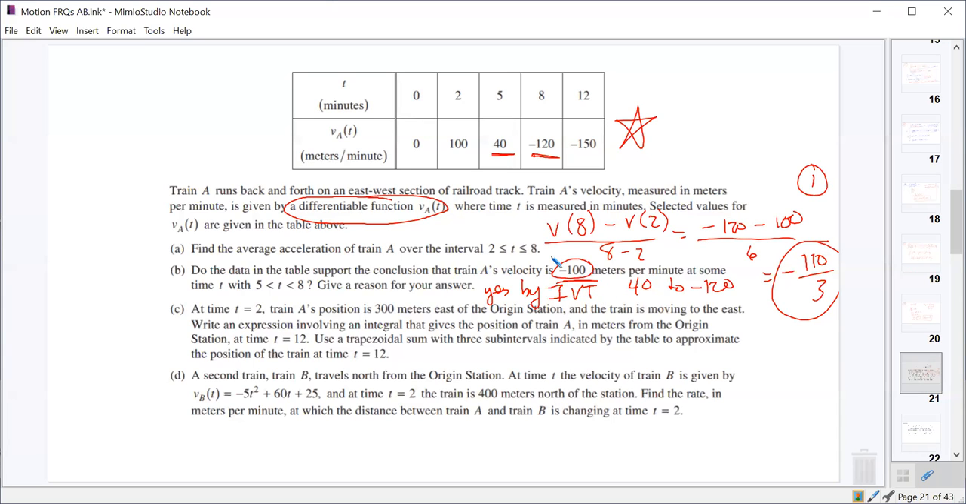And they would give you 2 points for that. So 1 point for noting that negative 100 is between 40 and negative 120, and 1 point for the answer of yes, because of the intermediate value theorem. And it specifically says conclusion using IVT. So if you did not state intermediate value theorem, you would not get the points for that. So if you're using a theorem, make sure you state the theorem. Good?